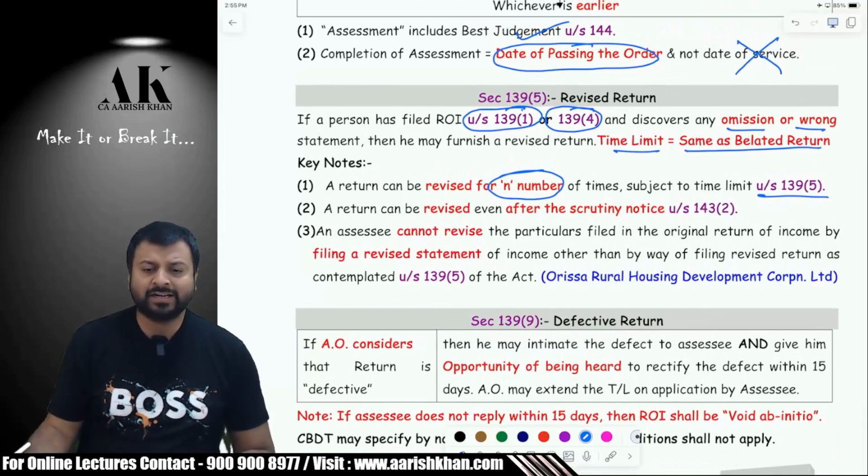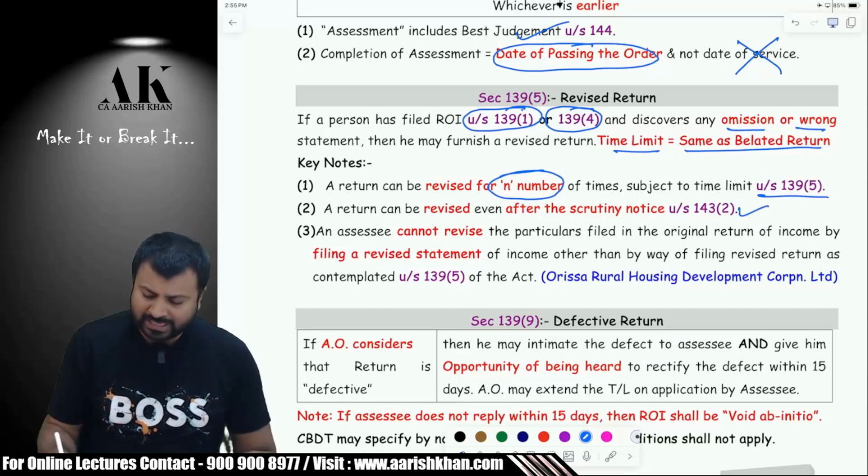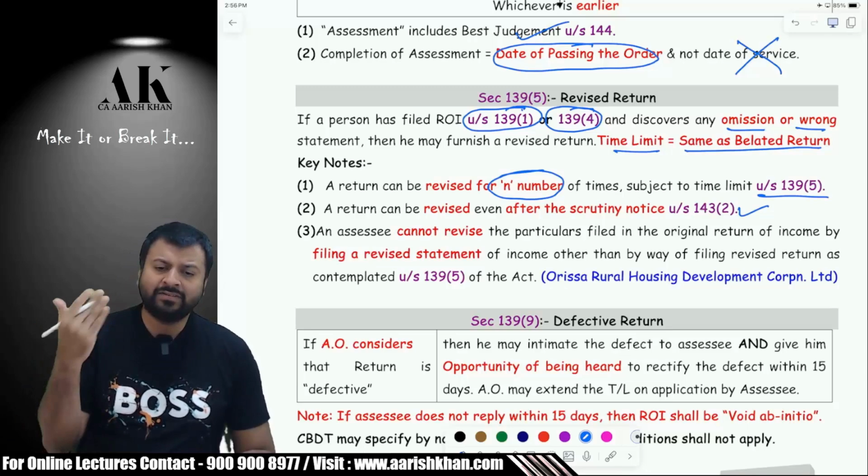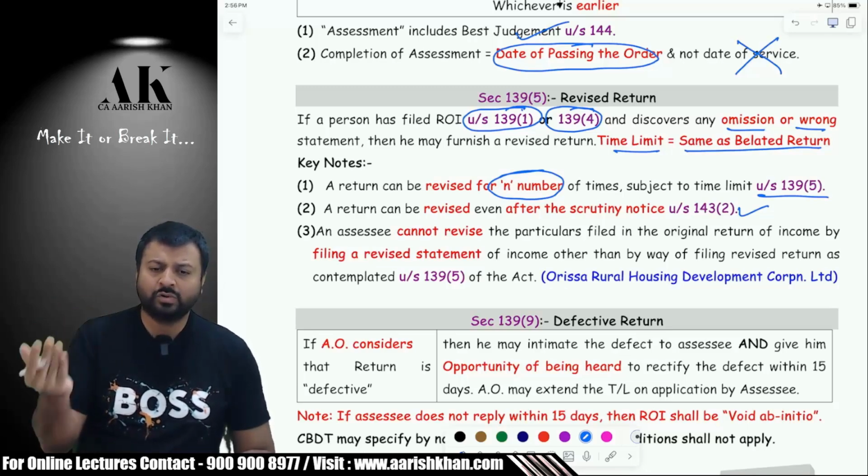Sir, can I revise the return after getting the scrutiny notice? Yes. Getting a scrutiny notice does not amount to completion of assessment. You can revise the return even after getting the scrutiny notice. Okay.